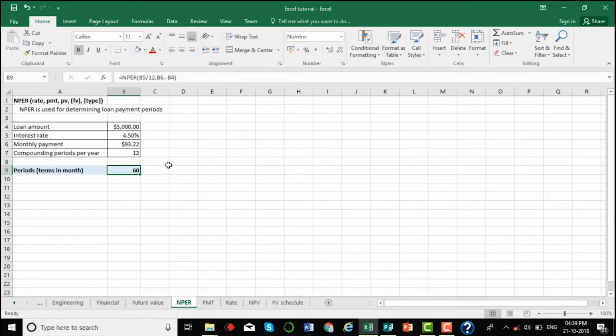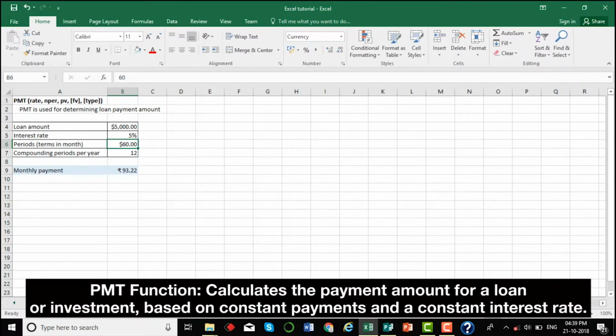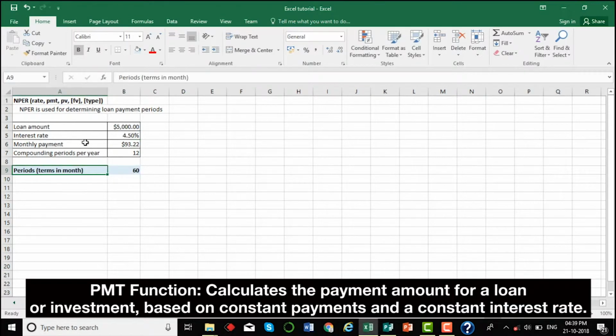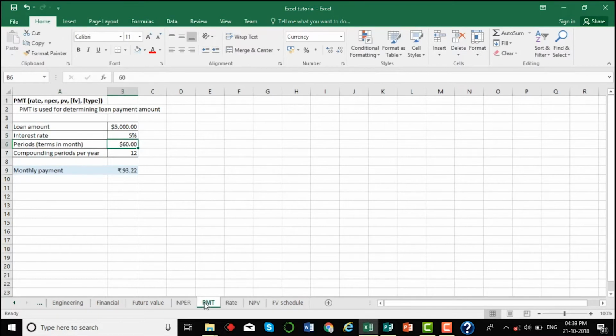Let's now move to the function which is PMT. PMT gives the payment amount for a loan or an investment. Just like we used the NPER function to find out the number of periods using the loan amount and the interest rates, you can find out the monthly payment amount using the periods and the loan amount. So we have loan amount, interest rate, and periods as inputs. Using these, we have to find the monthly payment amount.